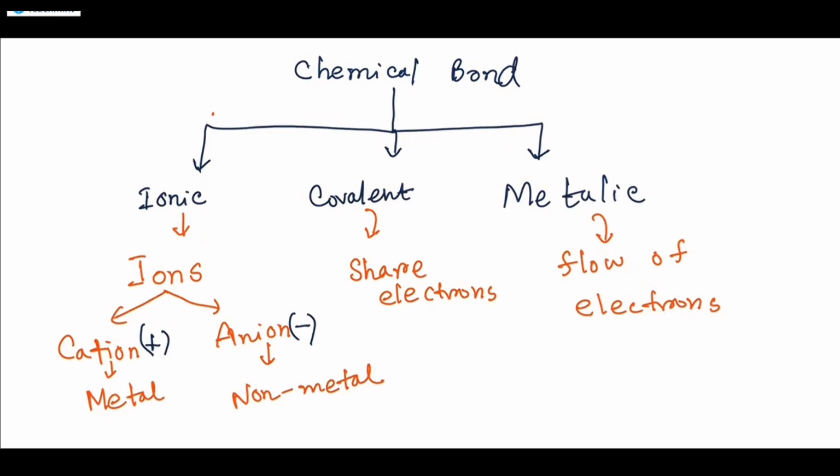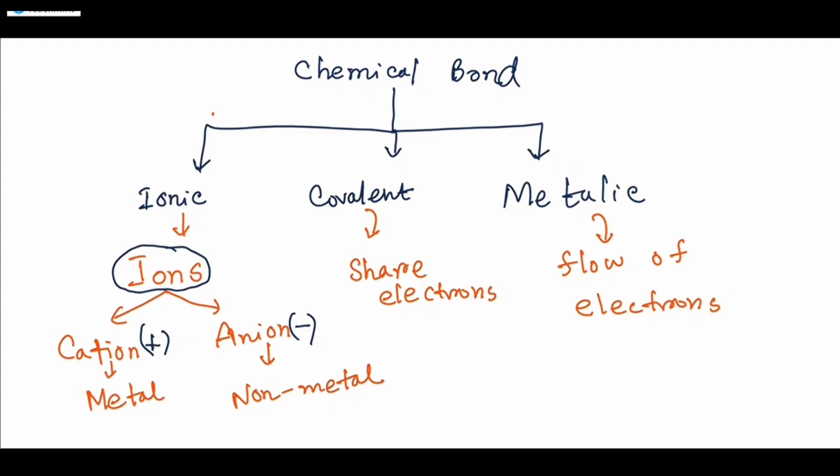Today we will see mainly ionic bonds. Ionic bonds are formed by ions, covalent bonds by sharing electrons, and metallic bonds by creating a flow of electrons. They are functionally different. When you talk about ionic bonds, they will form ions first. And ions are mainly two kinds. One is cation, another one is anion. Cation is positively charged, anion is negatively charged.